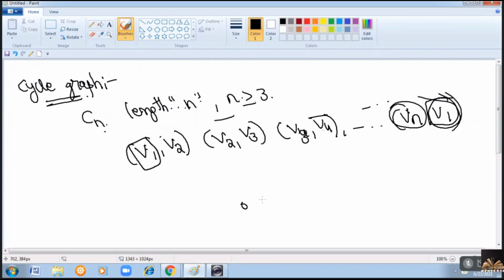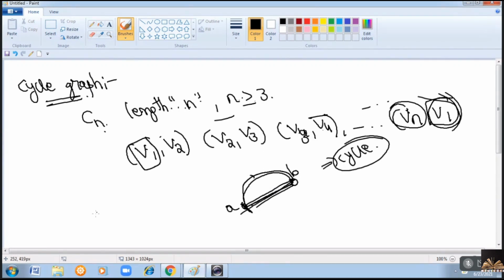Why is the length minimum 3? When you consider there are only 2 vertices, can I say this is a cycle? The edge started from here, but if it ends here, it doesn't mean a cycle. Why? Because A and B, B and A represent the same. We cannot treat it as a cycle. That is the reason there should exist a minimum of 3 vertices for a cycle graph.